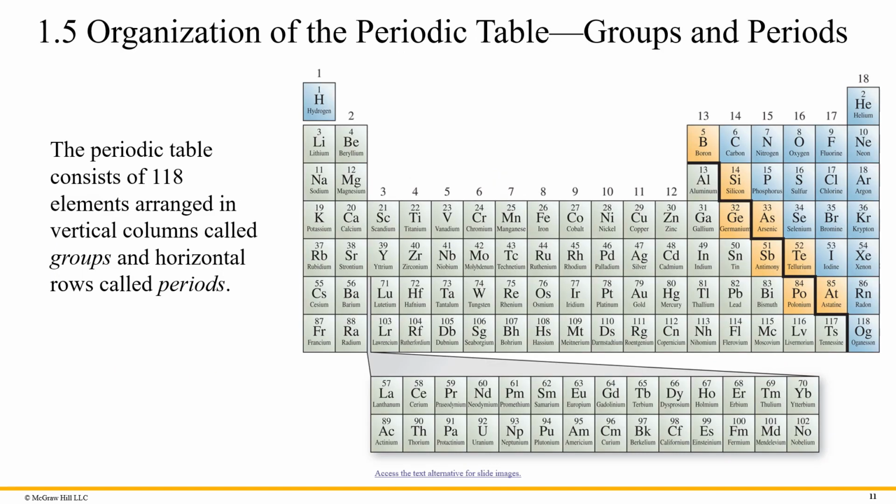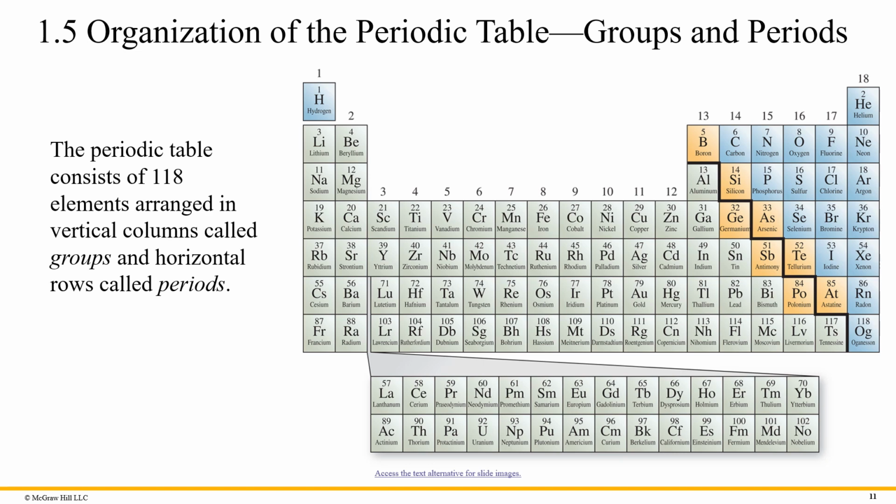Okay, moving on. Let's talk about the organization of the periodic table. The periodic table consists of 118 elements that are arranged in order of increasing Z number, or number of protons, as we mentioned earlier.